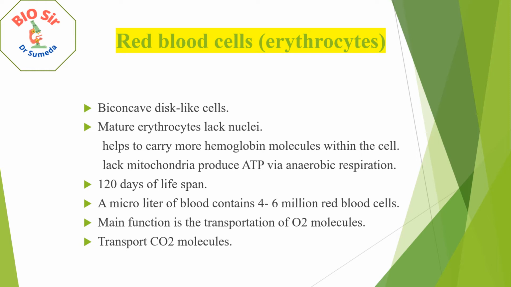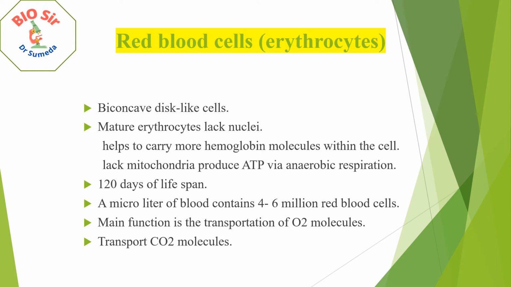The main function of the red blood cell is to transport oxygen, no? So they need more hemoglobin. Because the nucleus is not there, it helps red blood cells to increase the hemoglobin concentration. Also, there is a lack of mitochondria, so they have to produce ATP via anaerobic respiration. Otherwise, they would use up the oxygen in the RBC itself.